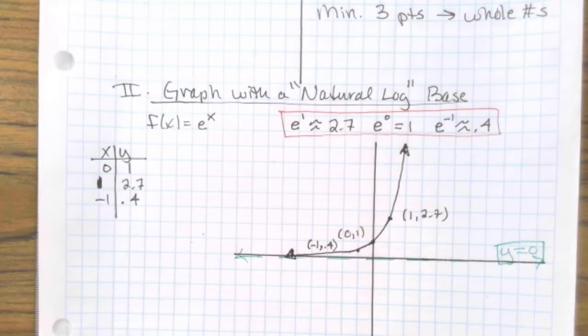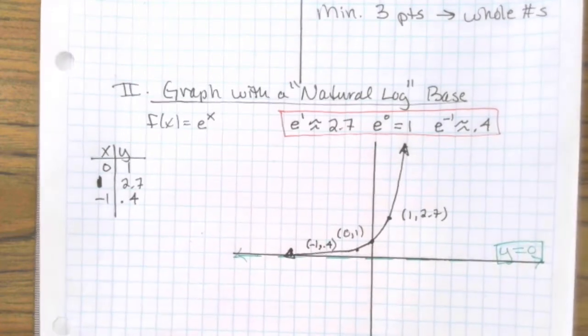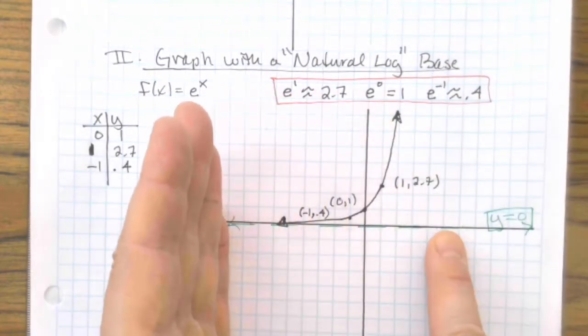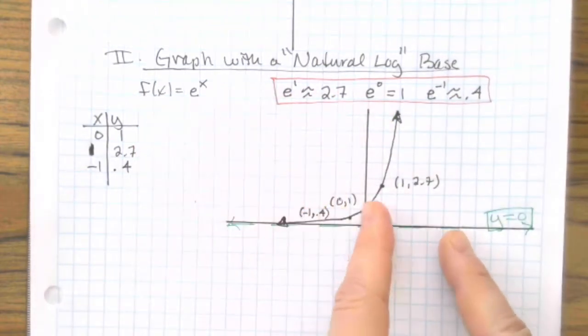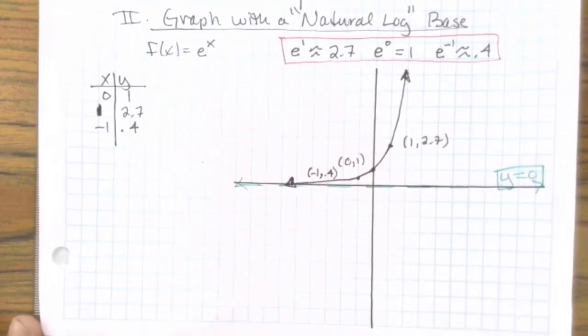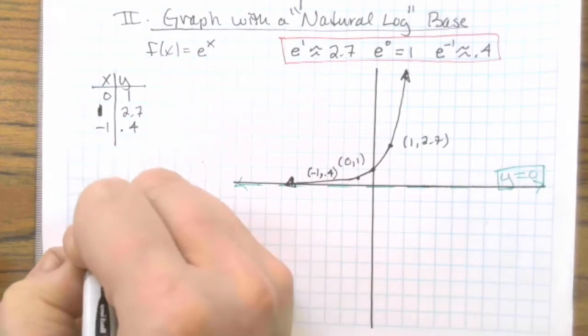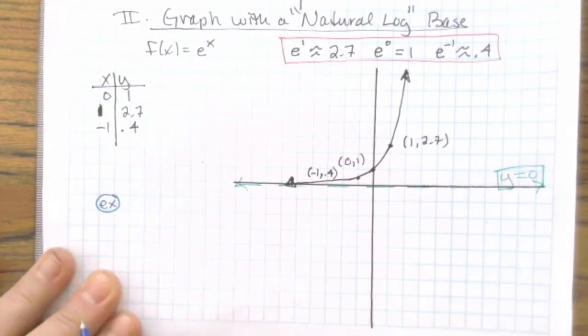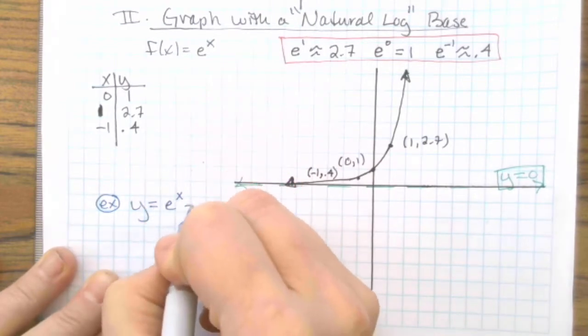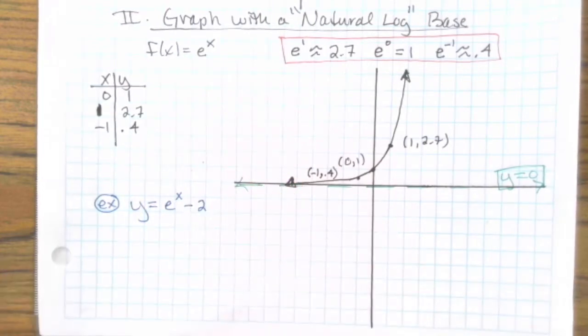There's your base graph. So this asymptote, if you were to translate right or left, this would stay the same because your x values would just be sliding right or left. So horizontal translations are not an issue. Vertical translations, however, can create a change in this asymptote. So we're going to graph on this same grid another example. Y equals e to the x minus 2.